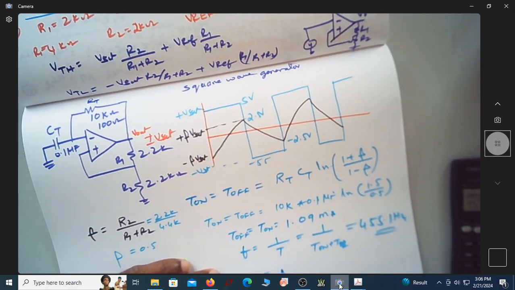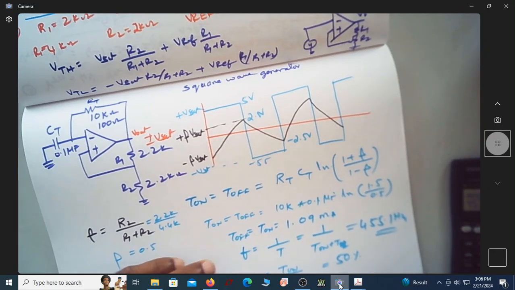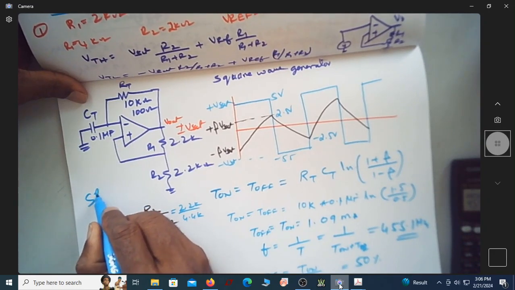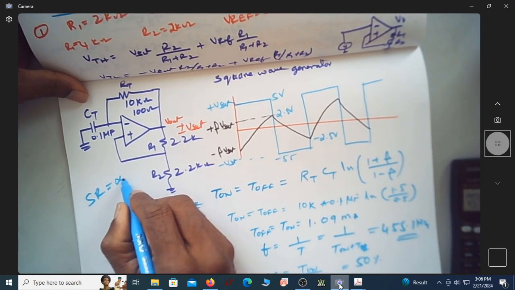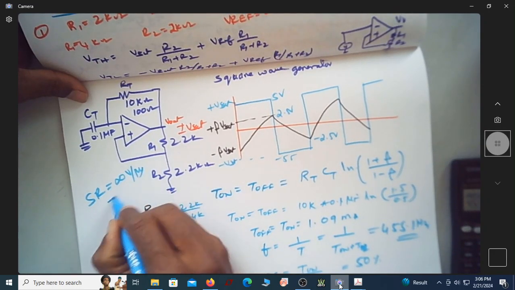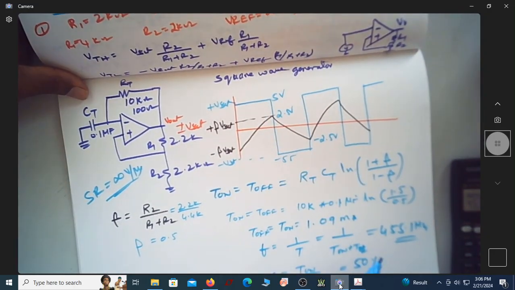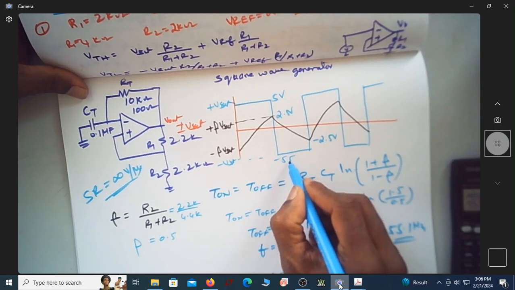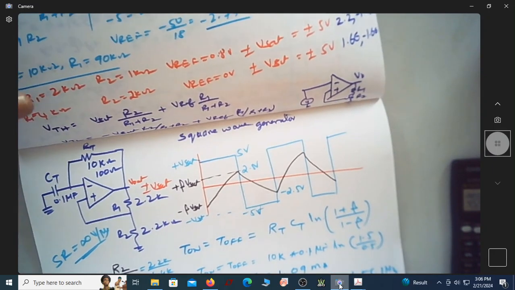So duty cycle, we know that it is T on by T on plus T off. Because T on and T off are both the same, this has to be a 50% duty cycle. This is assuming slew rate is infinite volt per microsecond, so it doesn't take any time to go from plus V sat to minus V sat, or from minus V sat to plus V sat. This is minus 5 volt.